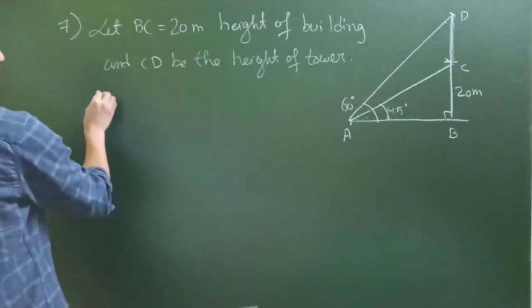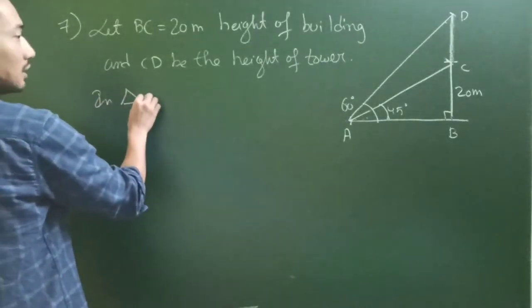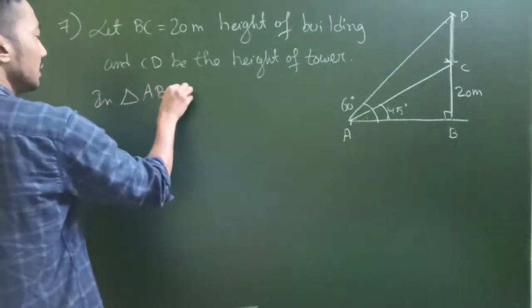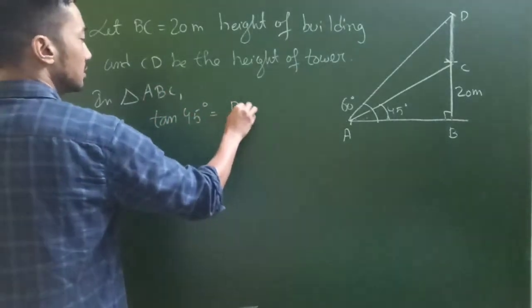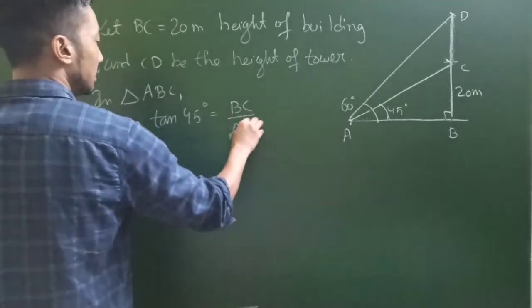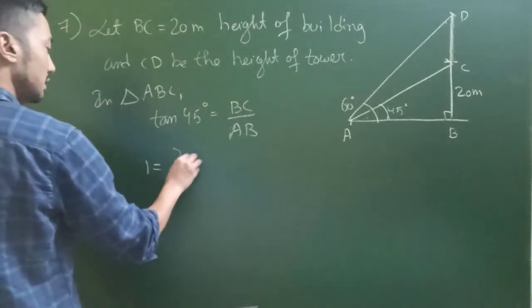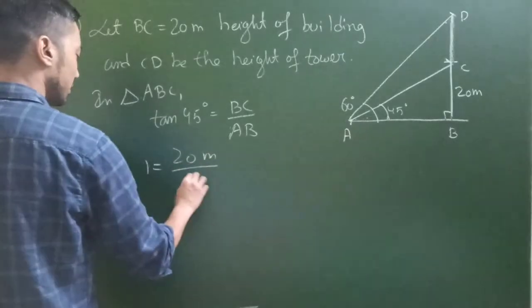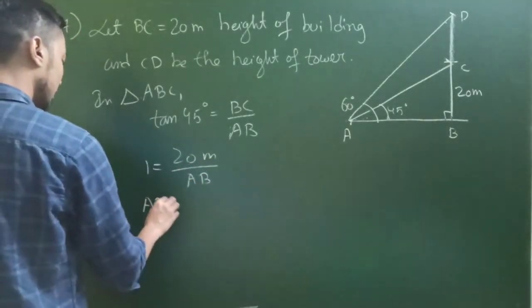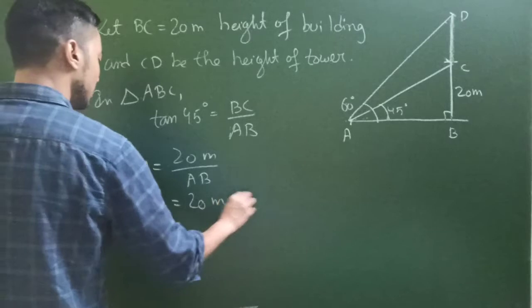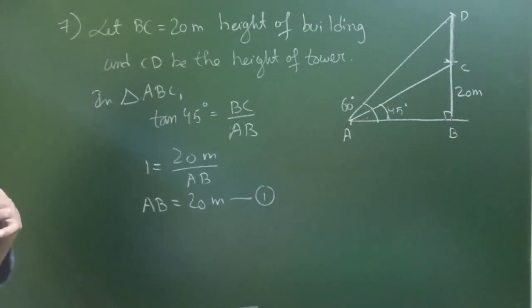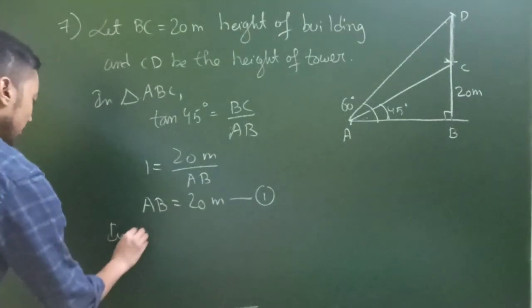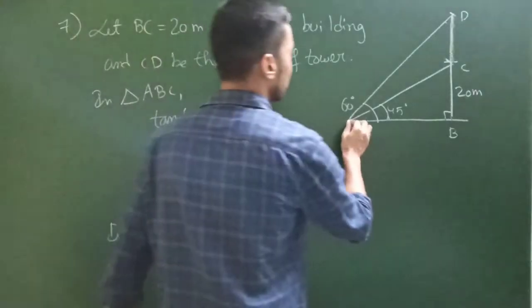So here I'll start with the smaller triangle, that is in triangle ABC. What shall I have here? Tan of 45 degrees should be equal to BC by AB. Now tan 45 is 1, BC is 20 meter, AB that we have to find out. So cross multiplying, what do we get? AB is 20 meter. So let's keep that as it is, we might need that.